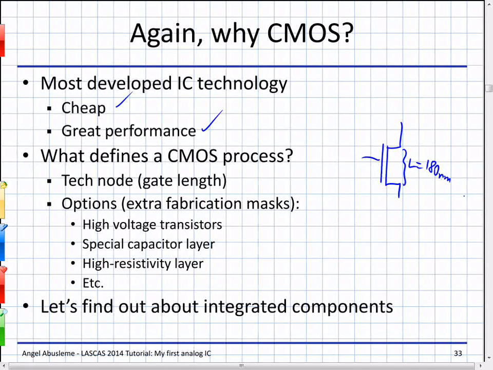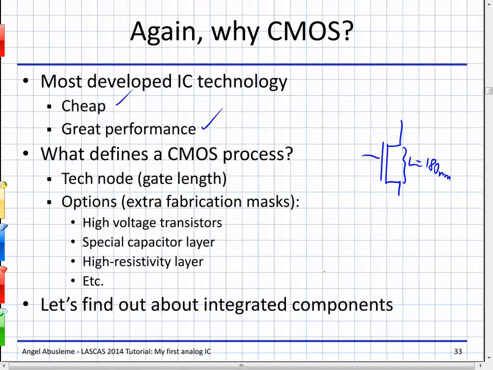We have options over a CMOS process. If we have a digital process, that's intended for transistors, right? NMOS, PMOS transistors, and wire interconnects. But we can add some options like high voltage transistors. You can have up to 200 volts in a chip with very high voltage transistors. The usual is a few tens of volts. You can have special capacitor layers to have very high capacitance in the chip. You can have high resistivity layers, and you can have some other options.